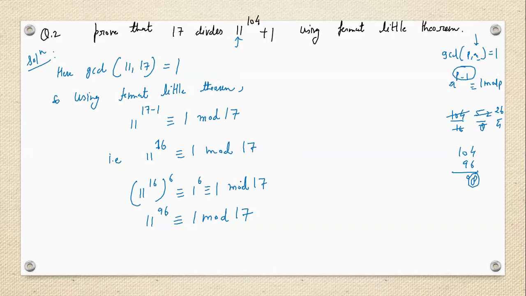So here I have reached 11 to the power 96 is congruent to 1 mod 17, and I can extend this portion to here, and I require 11 to the power 8 as well. Here I have 16 power. So how can I reach up to the 8 power?